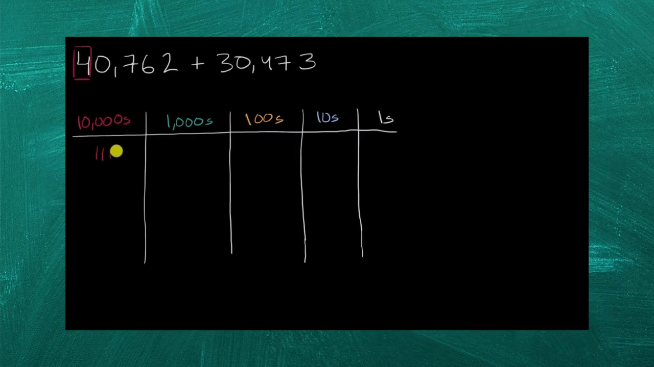Ten thousands, 1, 2, 3, 4. Here I have three 10,000s, 1, 2, 3. I'm going to add these two together eventually. In both of these numbers, I have 0 thousands, so I have nothing in this column right now. Here I have 700s, 1, 2, 3, 4, 5, 6, 7. Here I have 400s, 1, 2, 3, 4.